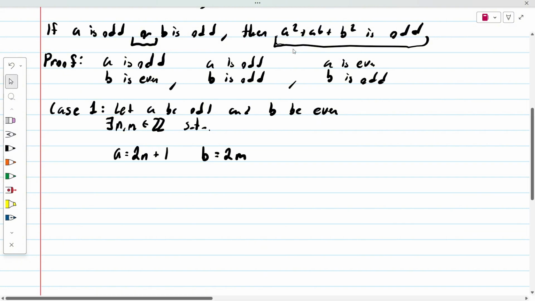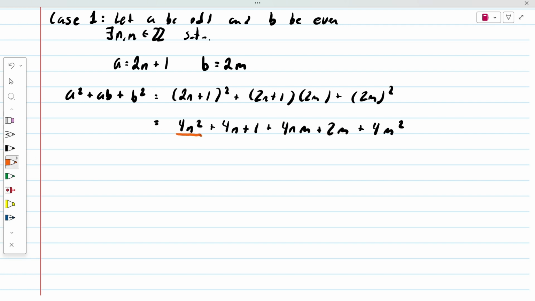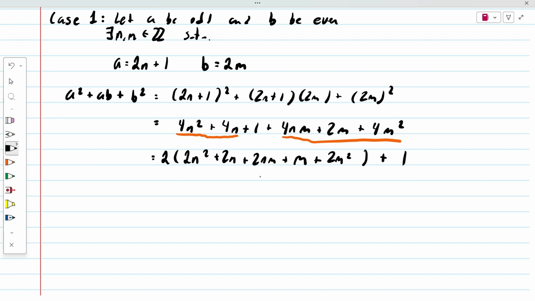And now it's just going to be a matter of doing the exact same thing we did in the other direction, where we start with the expression, and we plug in what we described a and b as using those integers. And we get (2n plus 1) squared plus (2n plus 1)(2m) plus (2m) squared. And now we can go ahead and distribute this. And what we see is that in all of these terms we have a 2 in common, and then we have this plus 1, so we can write this as 2 times everything with the 2 factored out, and then add this 1 at the end. And now we see that this right here is an integer. So this is 2 times k plus 1, k is an integer, so we know that this is odd. Okay, so that proves case 1.